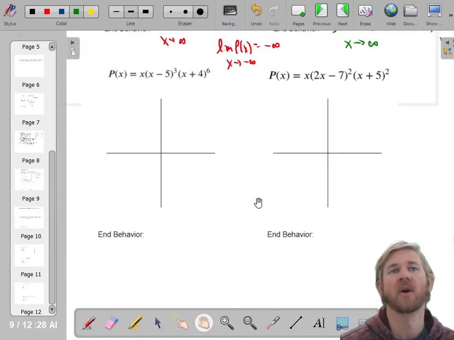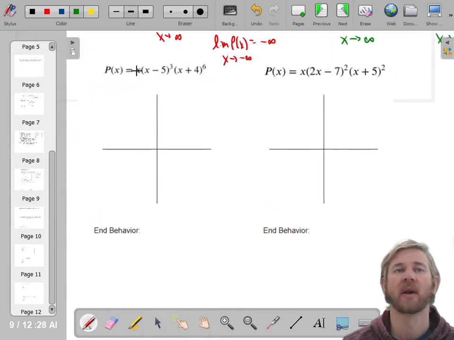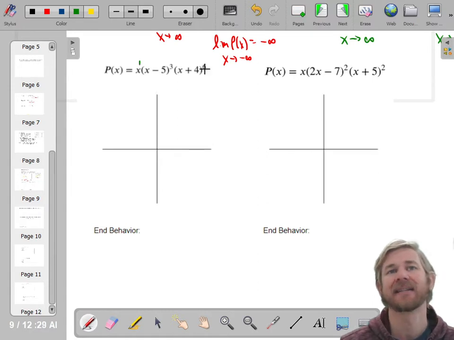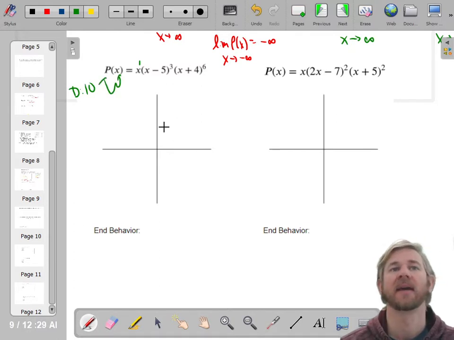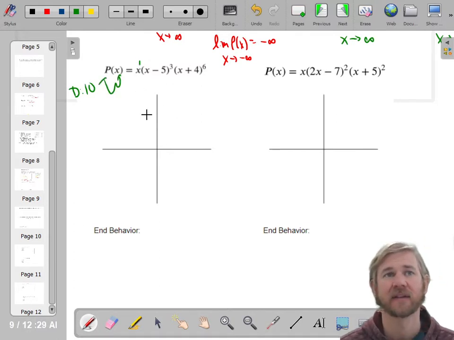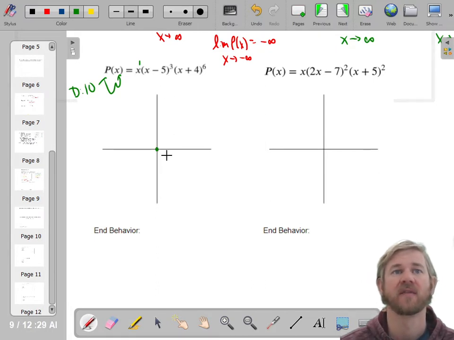All right, next two are already in factored form, so we can probably go a little quicker. This is degree 10, 6 plus 3 plus 1, so degree 10, it's a positive, so it's going to look like a W. And I'm going to have zeros at this factor equals 0, and then 5, 1, 2, 3, 4, 5, and then negative 4, 1, 2, 3, 4.